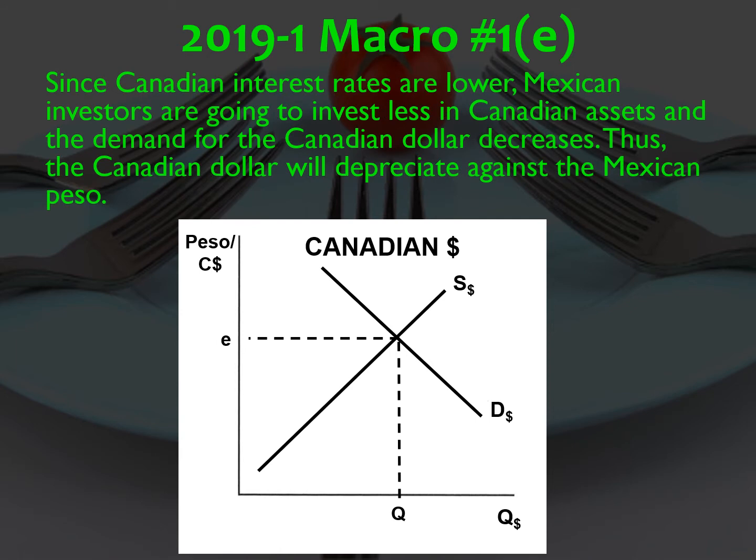Canadian interest rates are now lower, which means Mexican investors are going to want to invest less in Canadian assets. Remember, the money flows to the higher interest rate because higher interest rates mean higher rates of return on investment. So that's going to cause the demand from Mexican investors for the Canadian dollar to decrease. So the Canadian dollar demand decreases. Notice that the exchange rate for the Canadian dollar goes down against the peso, so the Canadian dollar depreciates against the Mexican peso.